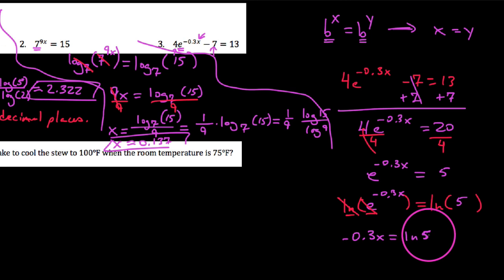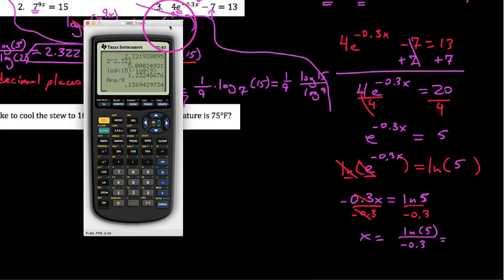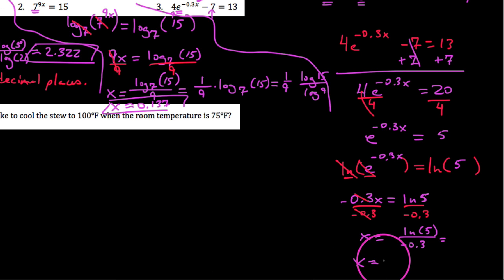Just as we would to isolate x in any other equation, we divide by the coefficient that it has out here. And we end up with, I suppose we could say this is an exact value, the ln of 5 over negative 0.3. Let's take a look at it as a decimal. We get the ln of 5 divided by negative 0.3, and what we end up with is approximately negative 5.365. So x is approximately negative 5.365.